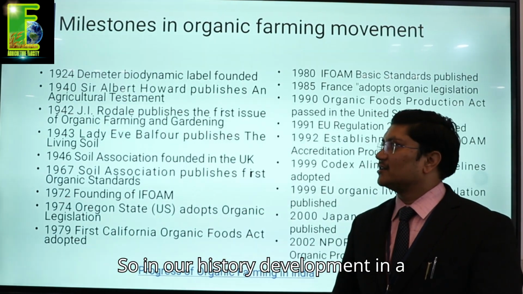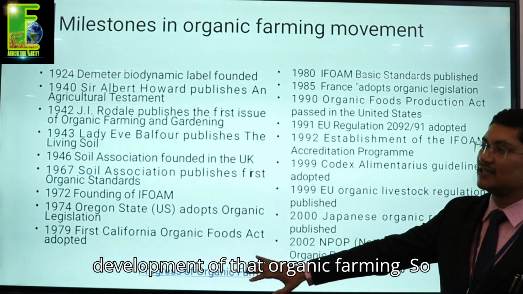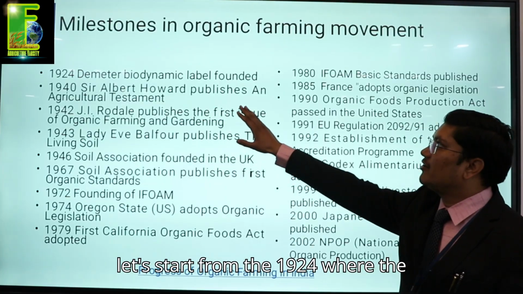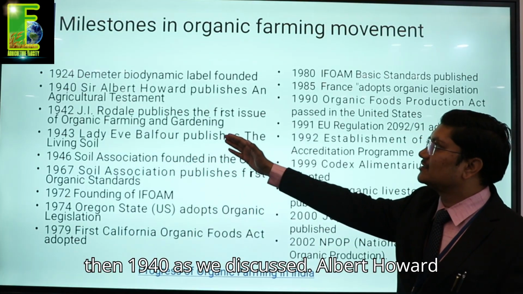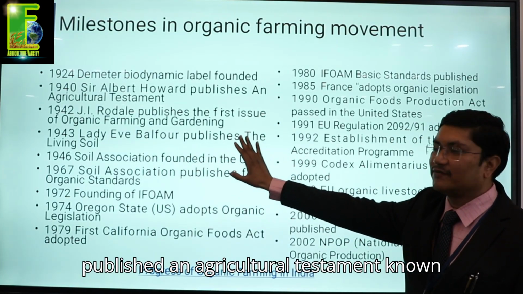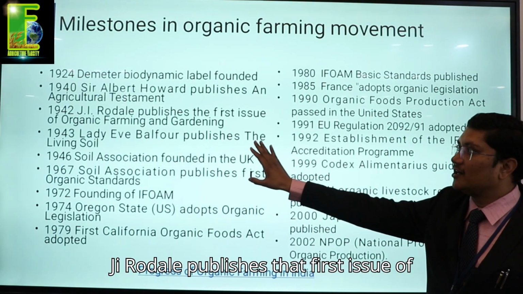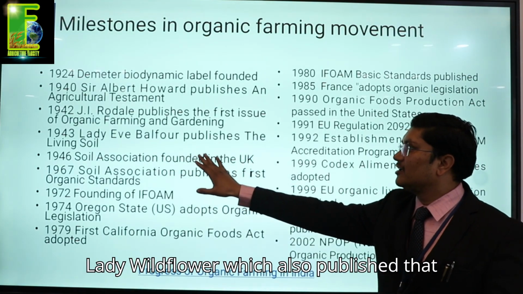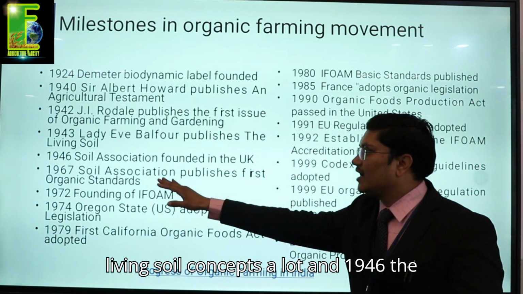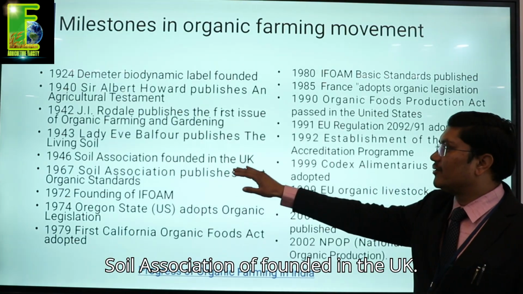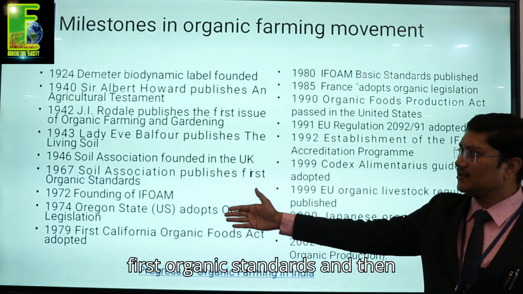So in the history of development, in sequence, we arrange the year-wise development of organic farming. Let's start from 1924, where biodynamic farming was founded, and then in 1940, as we discussed, Albert Howard, known as the father of organic farming, published An Agricultural Testament. Then in 1942, J.I. Rodale published the first issue of Organic Farming and Gardening. Then in 1943, Lady Eve Balfour published the book The Living Soil, giving the living soil concept a lot of attention. In 1946, the Soil Association was founded in the UK. Then in 1967, the Soil Association published the first organic standards.